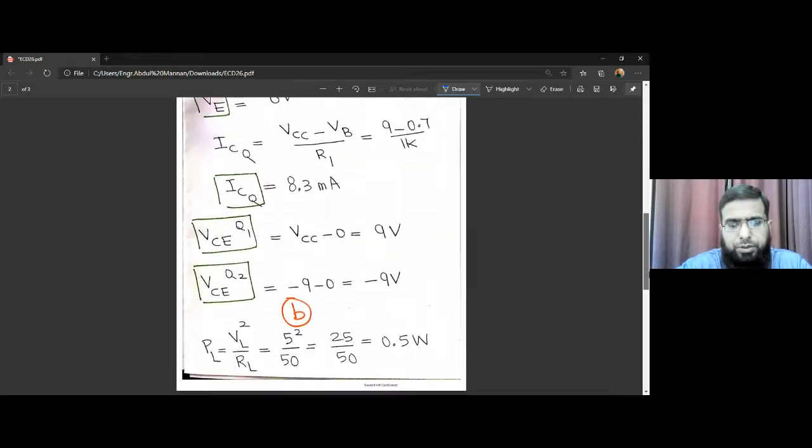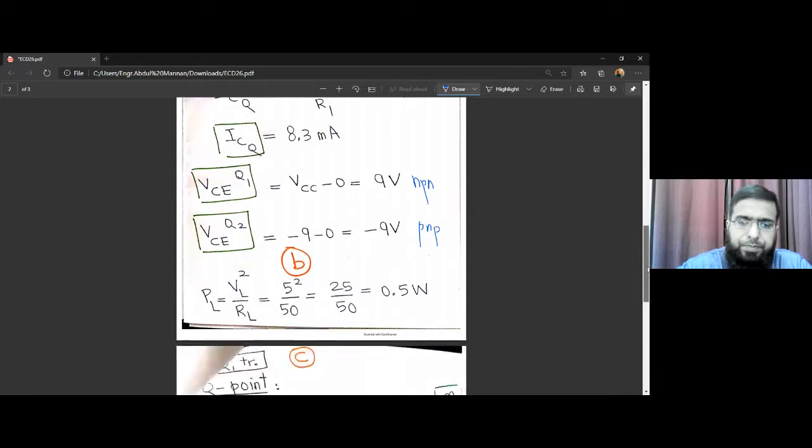So VCE at Q2 is also minus 9, whereas VEC is a positive voltage. VCE is a negative voltage for this PNP because this is a PNP transistor and the emitter is at a higher voltage. For the NPN transistor it is positive because the collector is at a higher voltage compared to the emitter.